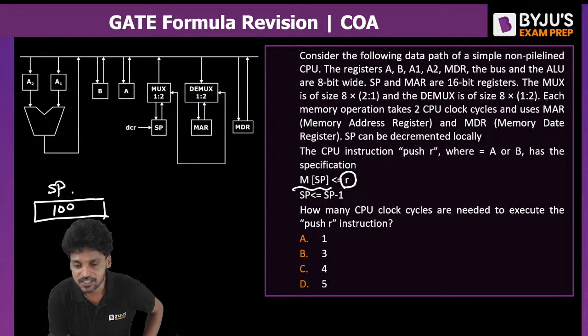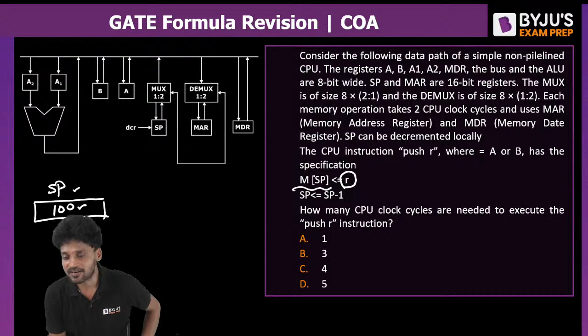And taking this address, memory will get accessed. R will get transferred to that memory location. So memory of SP is going to take a value from R. Did I make it myself clear? If you do have any doubts, please ask me.